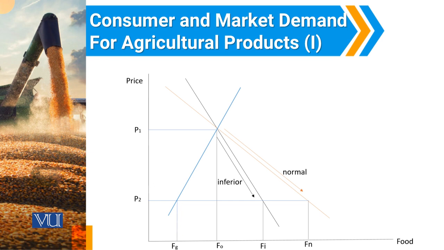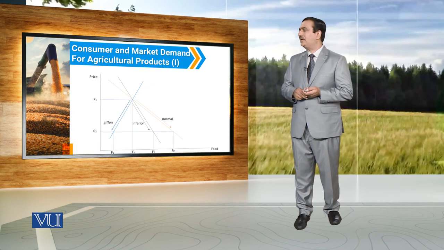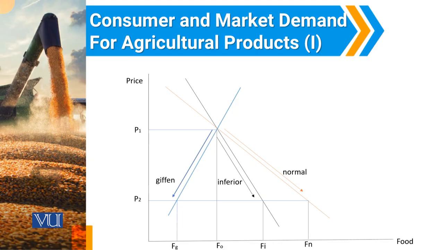But if we consider food is a Giffen good, then because of decrease in price of commodity from P1 to P2, there is a decrease in demand for food. And this movement from F0 to Fg indicates food is a Giffen commodity. When commodity under consideration is a Giffen commodity, then usually it is a staple commodity. It is a commodity that constitutes a large portion of consumers' expenditures and has a low price.